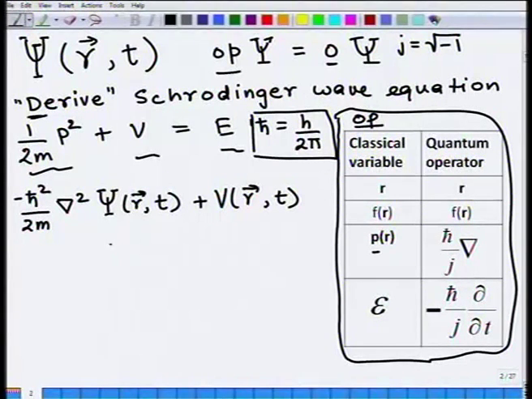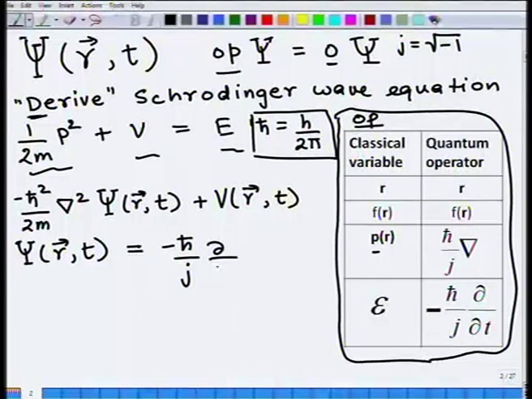Now, I am going to write V times psi of r comma t, since this is the function here and the corresponding operator is this. This is then equal to this energy. This energy, I am now going to use the energy operator minus h bar by j del by del t of this wave function again. So, here is Schrodinger's wave equation which we have just derived from a classical sense.